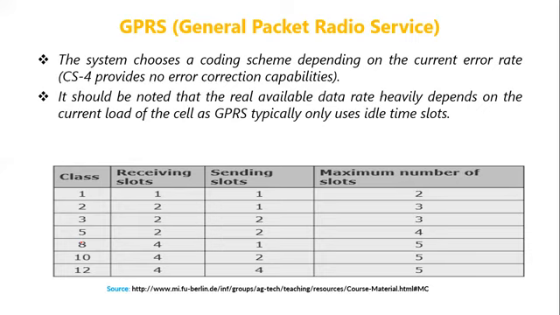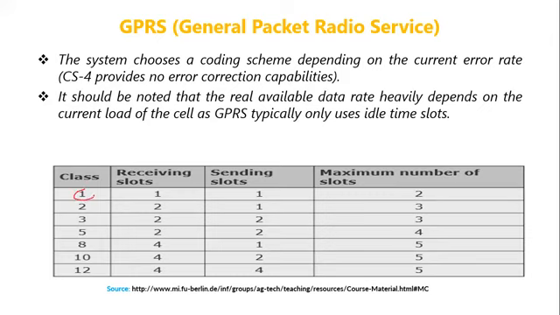Right? The data rate also depends on the capability of the mobile station, because not all devices are able to send and receive at the same time. Okay, so different mobile stations may have different types of capacity, right? So here is an example which shows example for device classes together with their ability to use time slots for sending and receiving data.